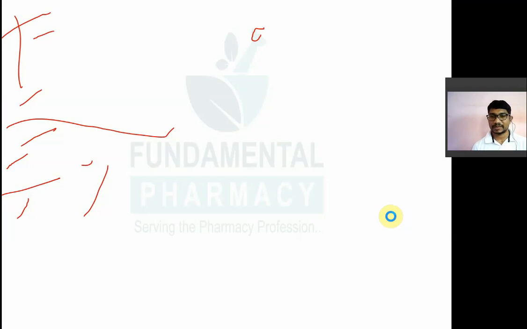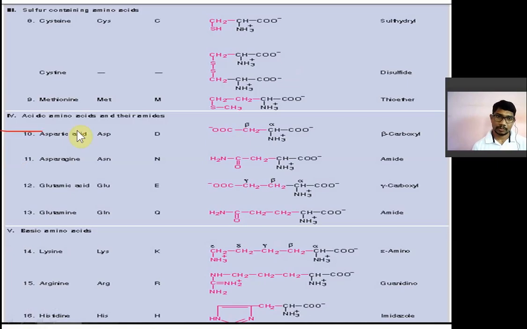Beta carboxyl. Whatever carbon is attached to the carboxylic group and amino group is known as the alpha carbon, and next to that there is a beta carbon. On the beta carbon there is a carbonyl group, that's why beta carbonyl in case of asparagine. It is an amide, asparagine means it is an amide function.